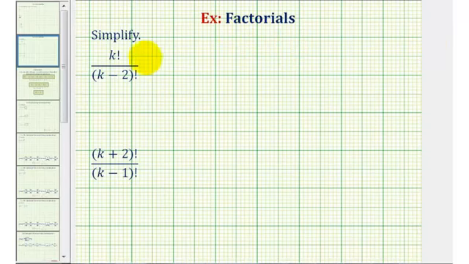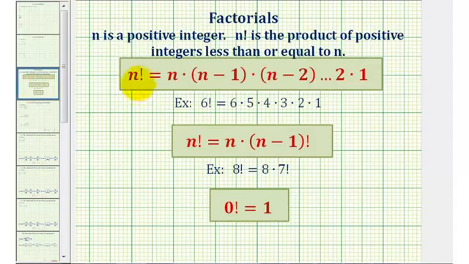We want to simplify the given expressions involving factorials. So let's start with a review of factorials. For n factorial, n is a positive integer, where n factorial is the product of the positive integers less than or equal to n. Notice for n factorial, the first factor is n, followed by a factor of n minus 1, so this factor is 1 less than the first factor, and so on, all the way down to the factor of positive 1.